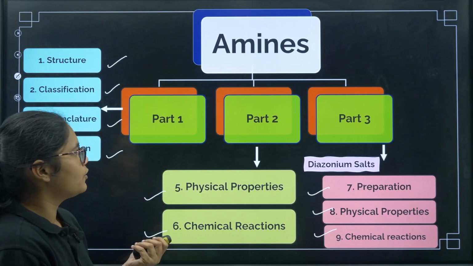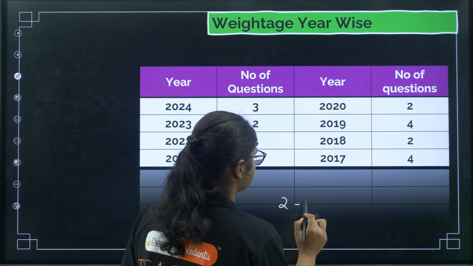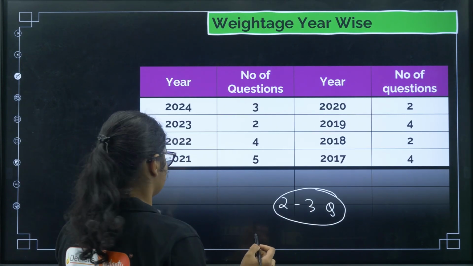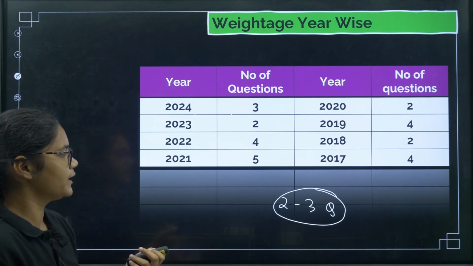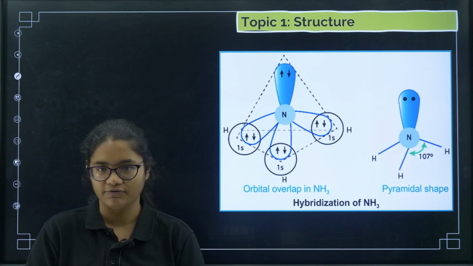Now coming to the weightage, you can expect 2 to 3 questions from this chapter. Now coming to the first topic, that is the structure of ammonia.